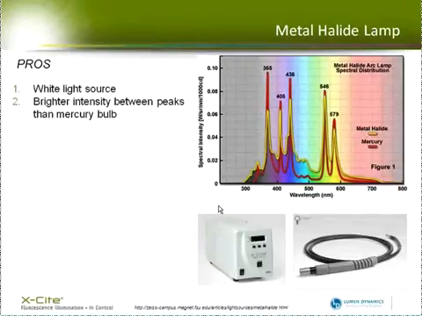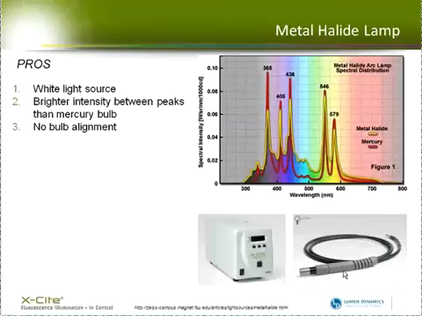So it is a white light source. It's brighter in between these Mercury peaks. There's no bulb alignment, so these are built a little bit differently. The bulb actually goes into this sort of housing which is external from the microscope. And then this liquid light guide is used to connect the bulb to the microscope, and the light goes through the liquid light guide to the system.